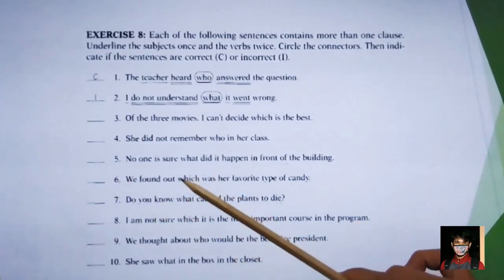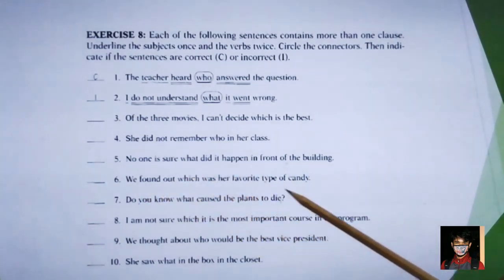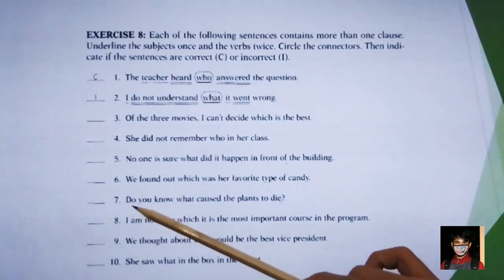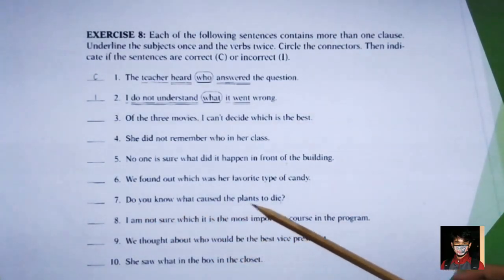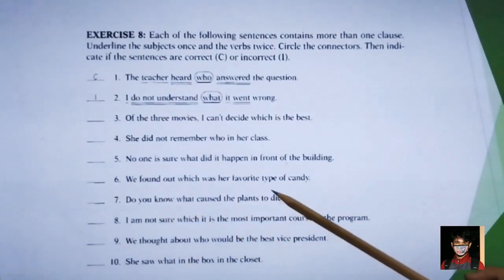Why? We could substitute this with that. We found that. Okay? Next, we go to number 7. Do you know what caused the plant to die?